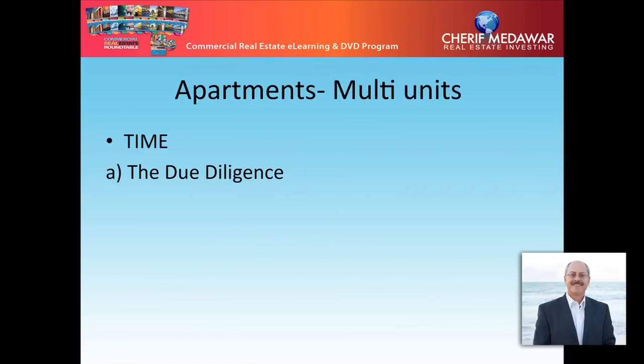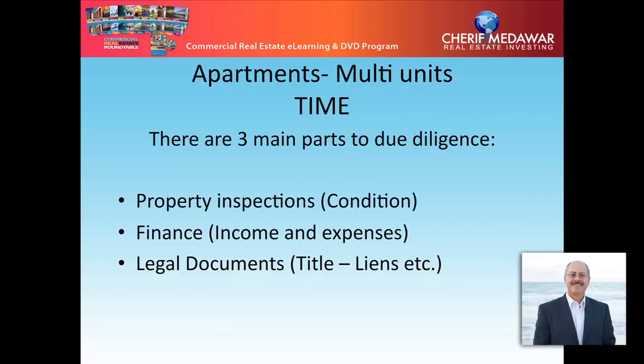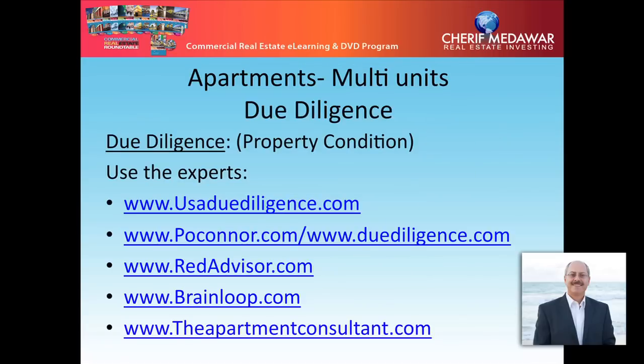Now, let's talk about timing the process. You're going to do a due diligence, and it's basically 3 parts. Property inspection for the condition, the financing, which is the income and expenses, how is that happening, and the legal documents, what kind of title, is it a clear title, how many liens there are, etc. Due diligence, there are companies that will do that for you.